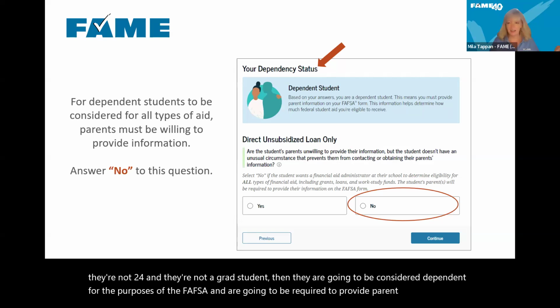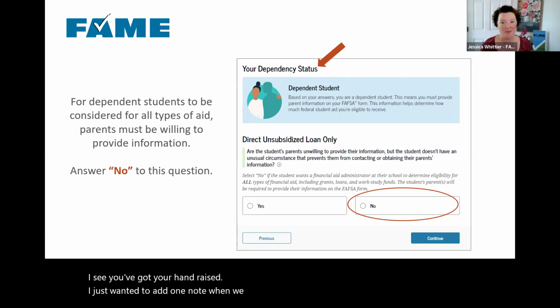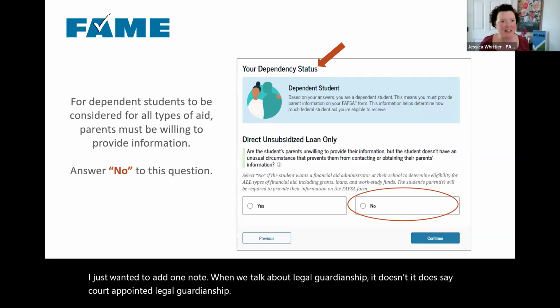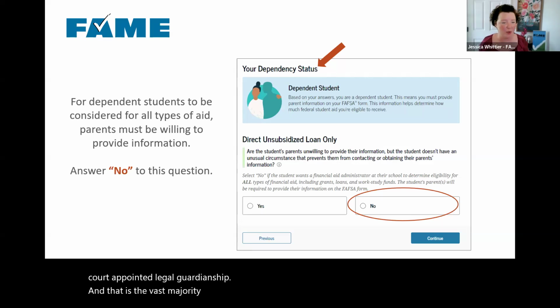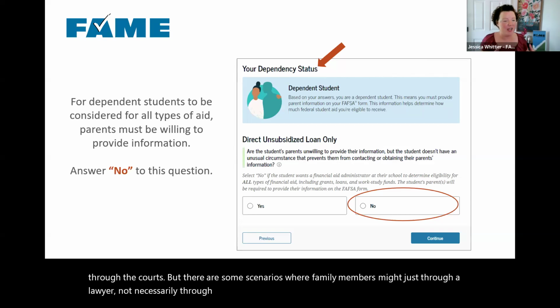Jess, I see you've got your hand raised. Yeah, I just wanted to add one note when we talk about legal guardianship. It does say court-appointed legal guardianship, and the vast majority of legal guardianships are court-appointed. They had to go through the courts, but there are some scenarios where family members might, just through a lawyer, not necessarily through the courts, have changed legal guardianship.